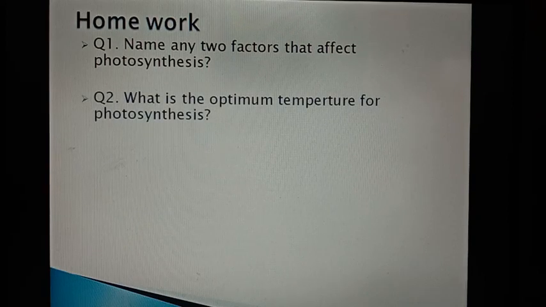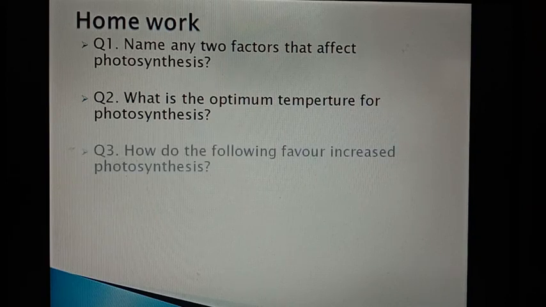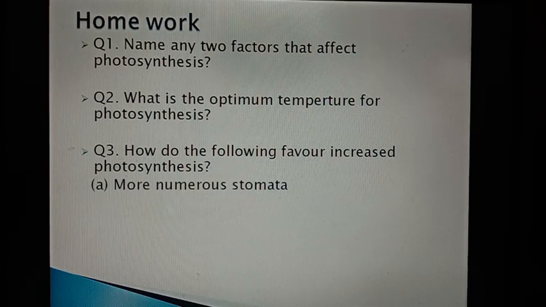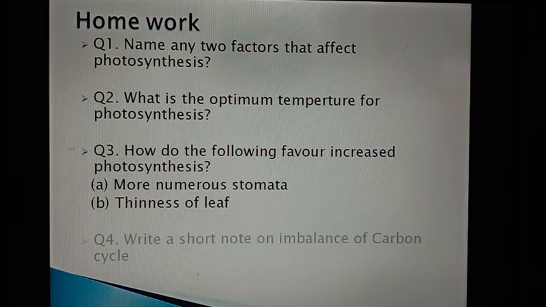Question number 2: what is the optimum temperature for photosynthesis? Question number 3: how do the following favor increased photosynthesis? So what are those? That is, first one is more numerous stomata, and second one is thinness of leaf. Means how more numerous stomata favors increased photosynthesis, how thinness of leaves favors increased photosynthesis. This you have to explain. Write a short note on imbalance of carbon cycle.